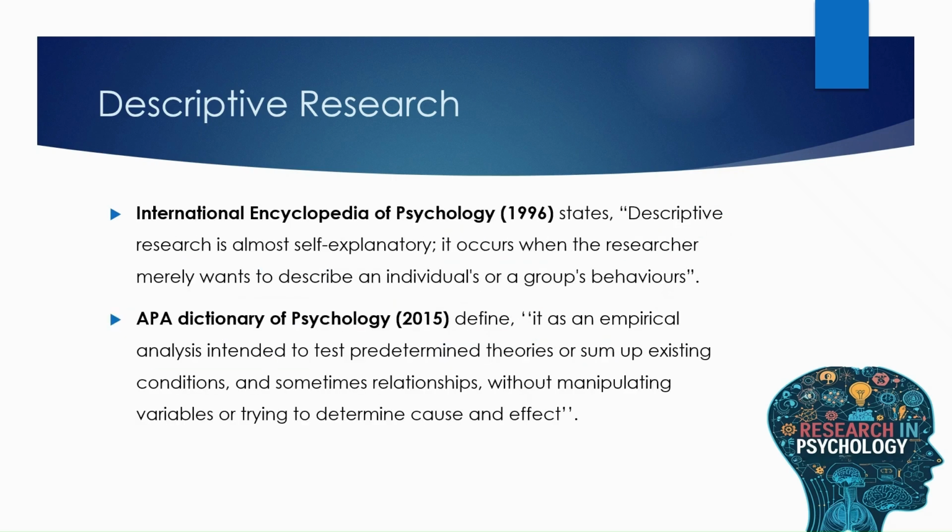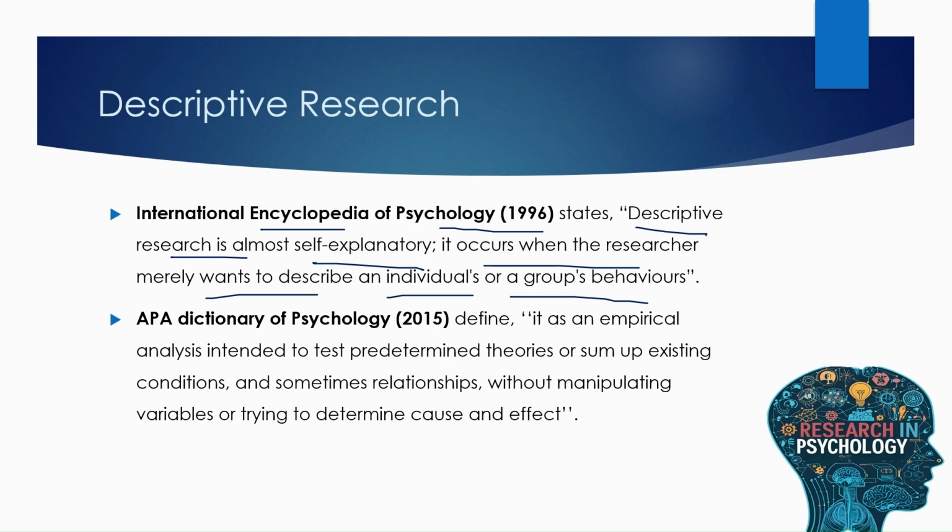Next, we have the definition given by the International Encyclopedia of Psychology in 1996, which states that descriptive research is almost self-explanatory. It occurs when the researcher merely wants to describe an individual's or a group's behavior. There is no technicality here. The International Encyclopedia of Psychology says that descriptive research is self-explanatory. You don't have to go into any details. It explains itself. It occurs when the researcher merely wants to describe an individual's or a group's behavior.